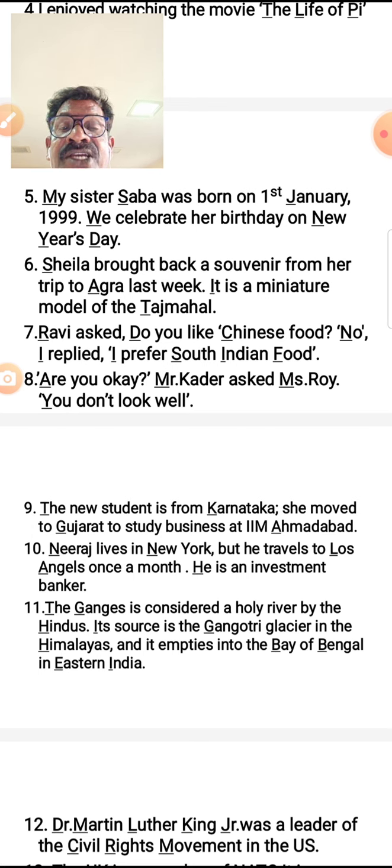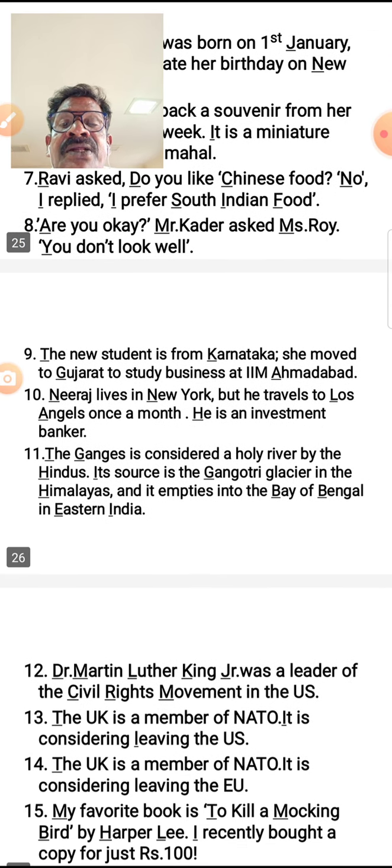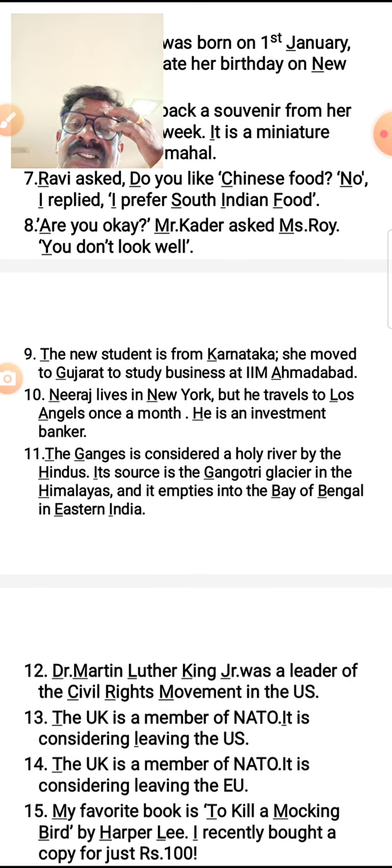Neeraj, N capitalized. New York, N is capitalized. York also, here it is not being underlined, but it has to be, so that is why Y is also capitalized. But he travels to Los Angeles, L capitalized, A capitalized. He is an investment banker, here H is capitalized. The Ganges, once again T is capitalized. Ganges, the river's name, the famous river name, holy river of India.